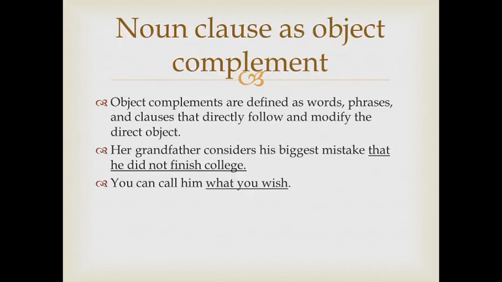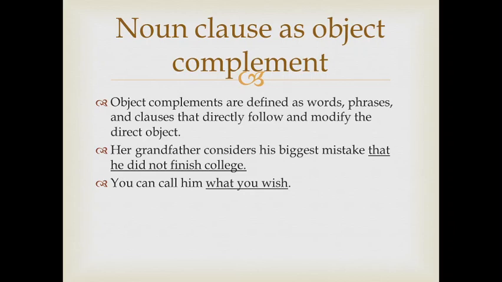Noun clause also can come as object complement. Object complements are defined as words or phrases or clauses that directly follow and modify the direct object. So when a subject complement completes the subject part, an object complement completes the object part.